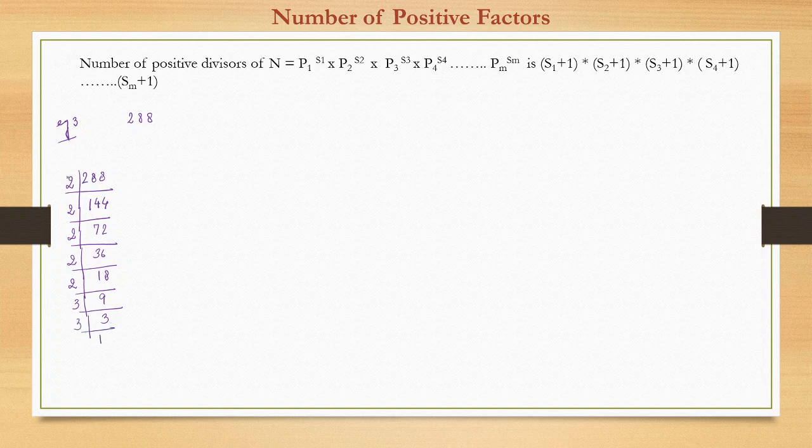So here, how many 2s do we have? 1, 2, 3, 4, 5, 5 twos. So we can write this as 2 raised to power 5. Then we have two 3s, 3 raised to power 2. That's it, right? So the number of factors would be how many?